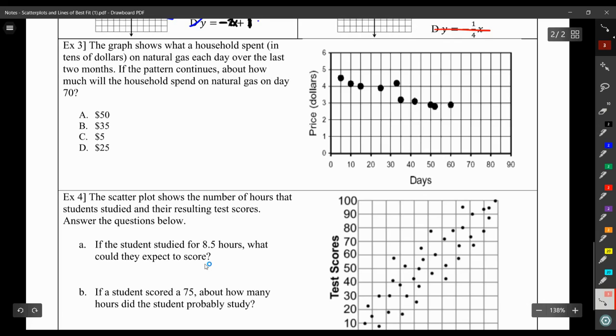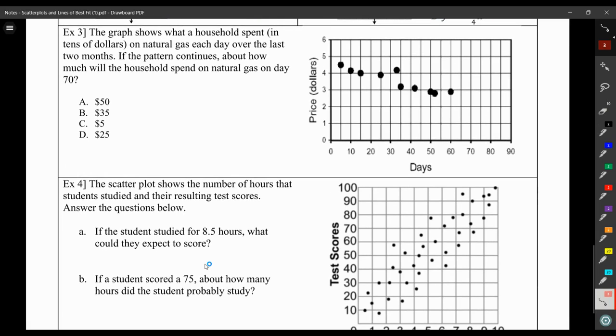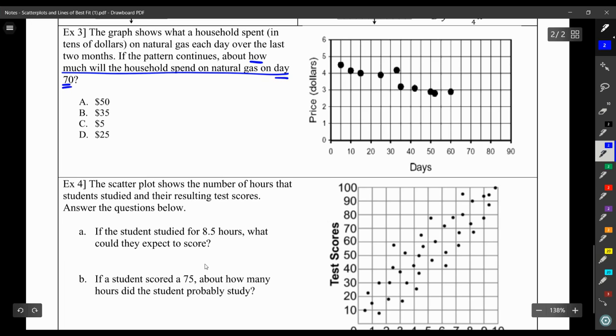Examples 3 and 4 are predicting. So example 3, the graph shows what a household spent in tens of dollars on natural gas each day over the last 2 months. If the pattern continues, about how much will the household spend on natural gas on day 70? So we have some choices. Let's see if we can figure this out. How much will the household spend on natural gas on day 70? That means the x is going to be 70. And so x is 70 is all along this line.